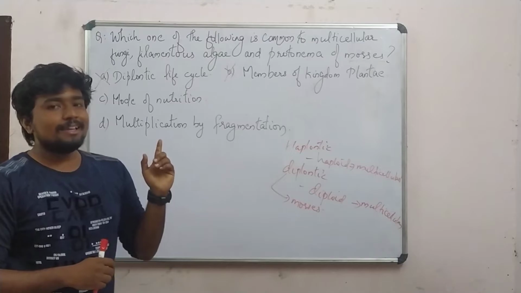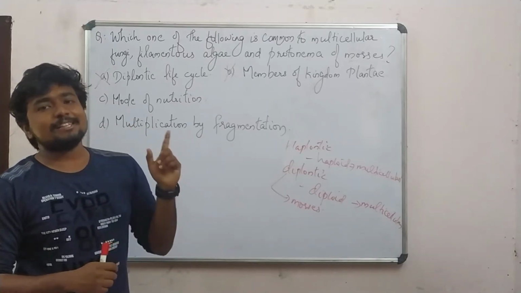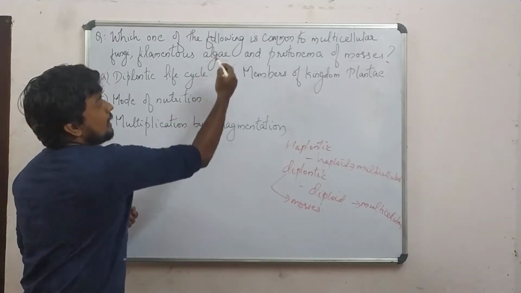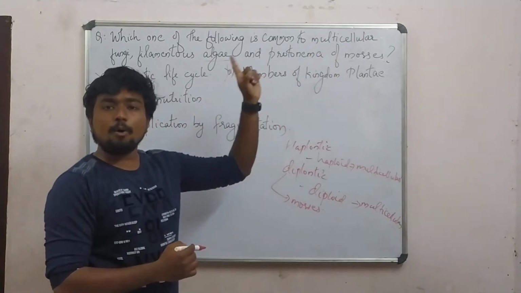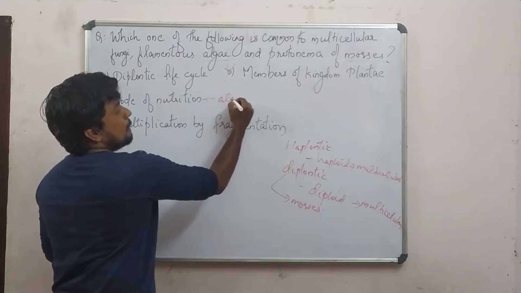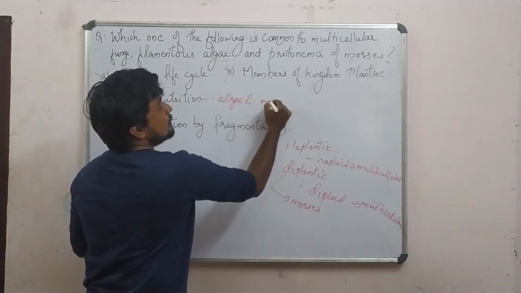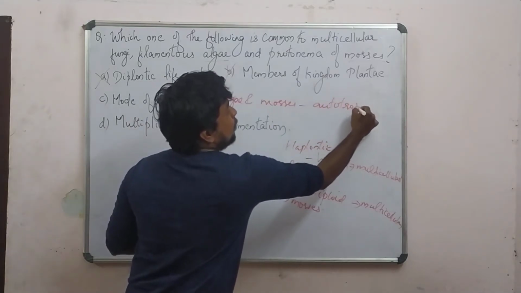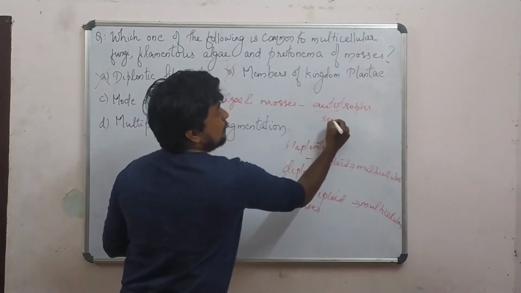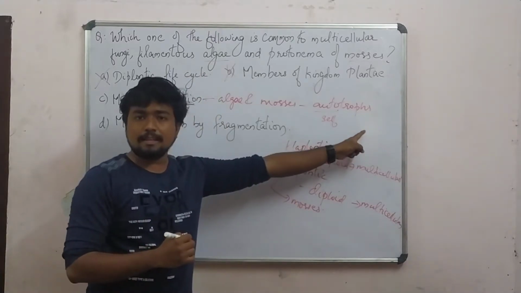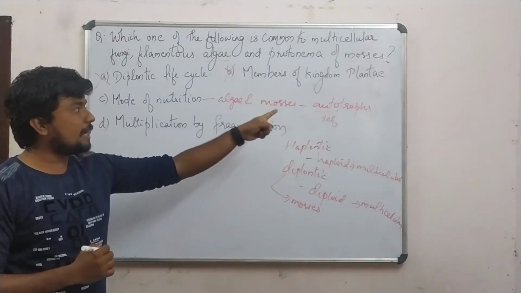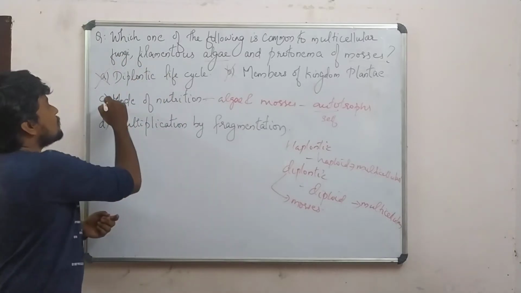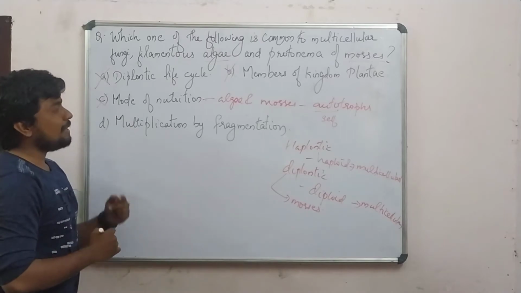Okay, and now coming to the third option, that is mode of nutrition. And as we know, algae as well as mosses are autotrophs. And we know the word meaning of autotrophs. Auto means self, and trophs means producing. So they produce their own food. So they are autotrophs, while the fungi is heterotrophic in nature. So this is also a wrong option, and we are simply eliminating it.